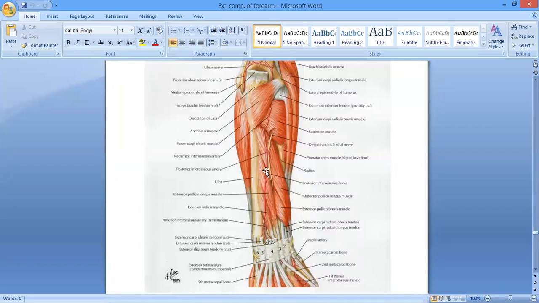ठीक है, ये posterior interosseous nerve, and it is going to appear between the superficial and deep muscles. You can see now it is lying over the deep muscles. इसके ऊपर से superficial muscles has been removed, right? So here it is going to lie between the superficial and the deep muscles. Then it's going to run downwards over the substance of this muscle, that is the abductor pollicis longus. ठीक है, and at the lower border of the abductor pollicis longus, it is going to pass deep to the extensor pollicis longus over the surface of the interosseous membrane.